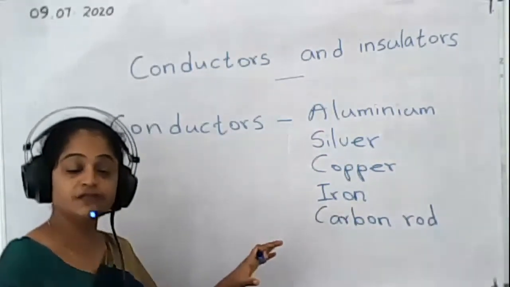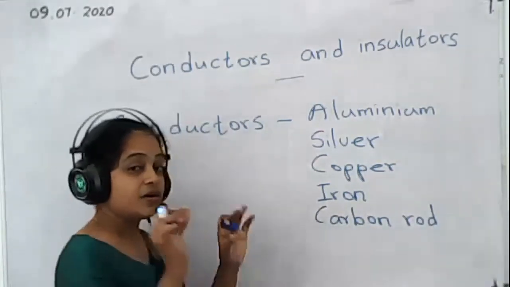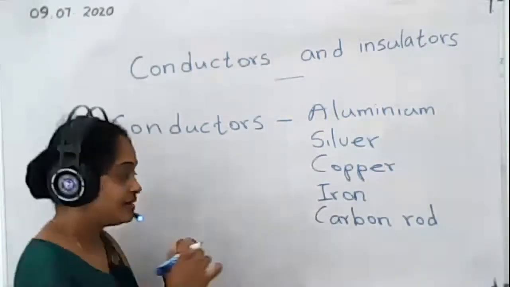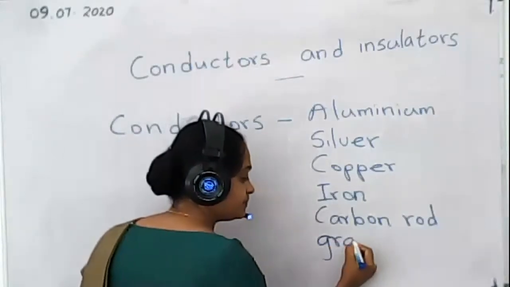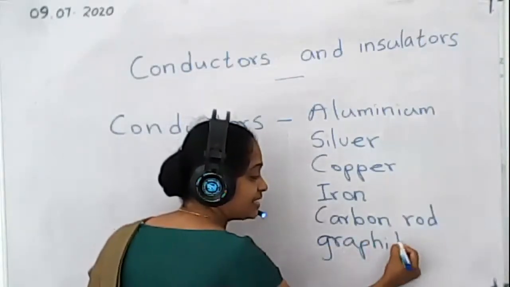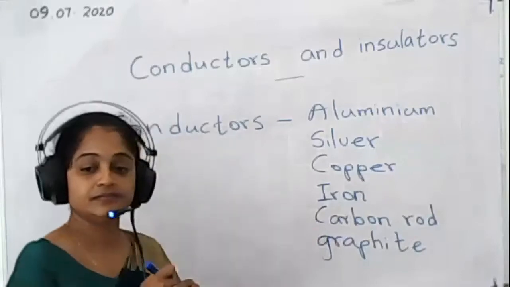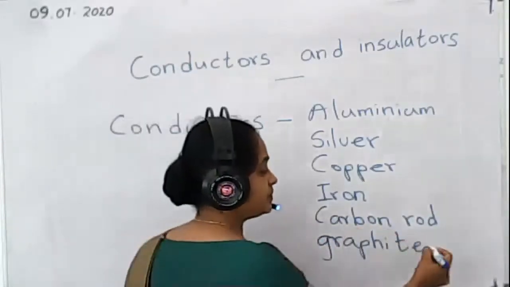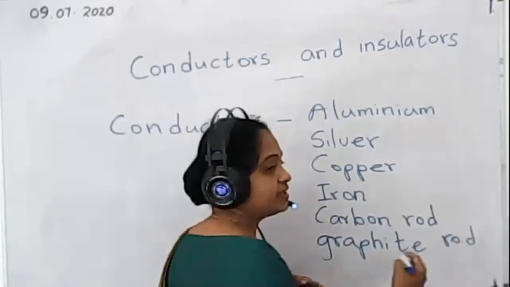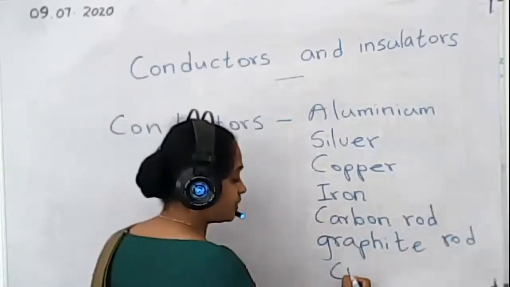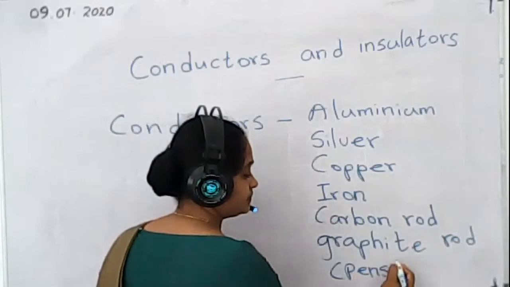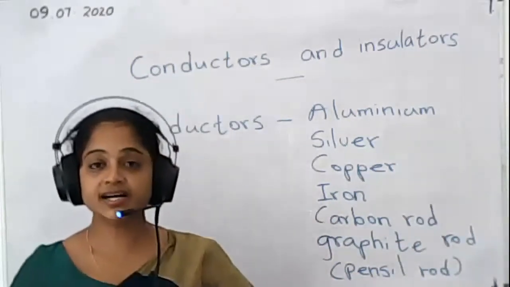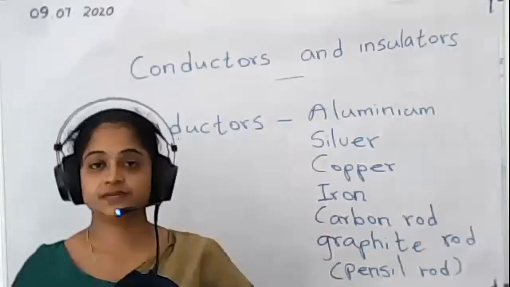And also the rod of the pencil. The rod of the pencil contains graphite. So graphite rod, this pencil rod. Graphite rod can conduct electricity. Okay.